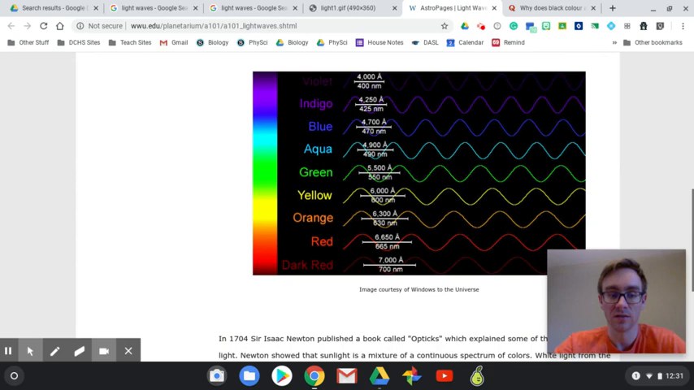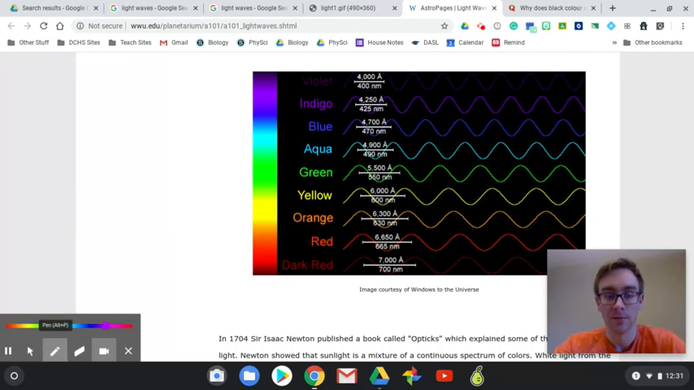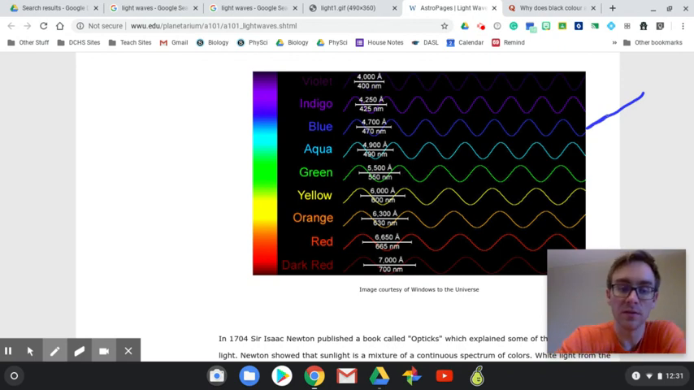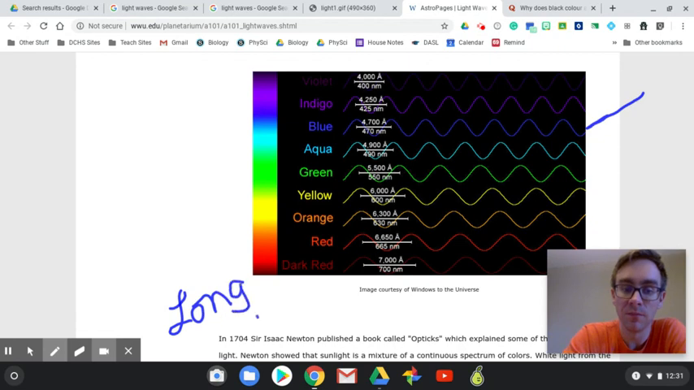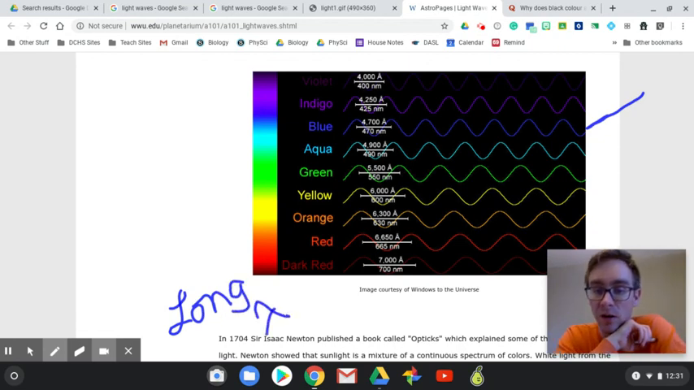Let me shrink this down so I can get my tools here. All right. So, kind of recapping what I just said there. Let's pick that. There we go. So, the ones that have a very long wavelength are going to be more of the reds. Now you notice that it goes up in a specific order.